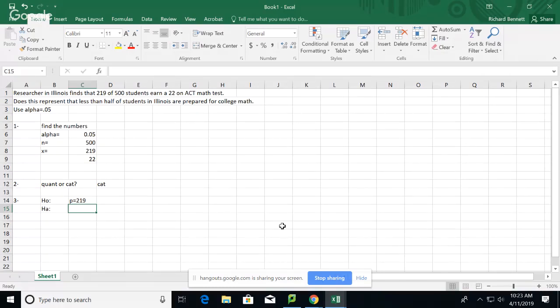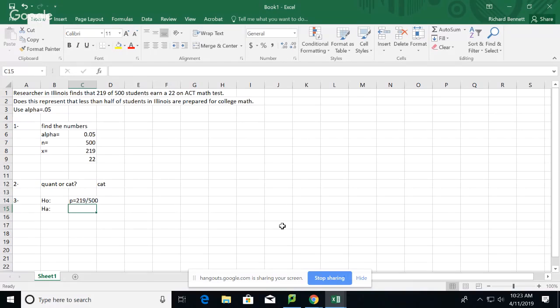What do we remember about the proportion? Can a proportion be greater than 1? No. So it can't be 219 because that's definitely greater than 1. That's P equals 219 divided by 500. Who agrees with Braden?